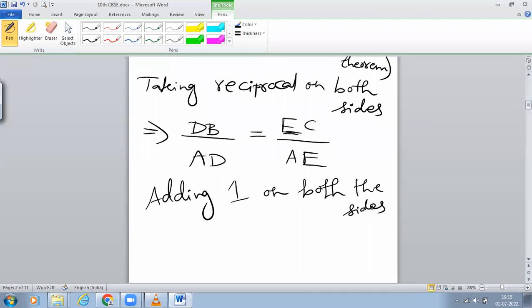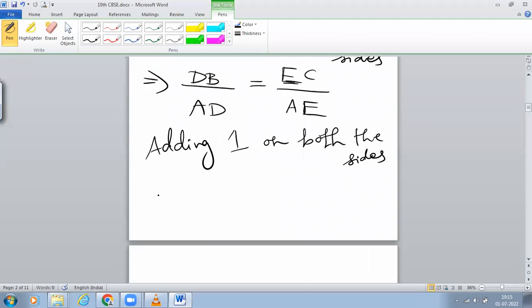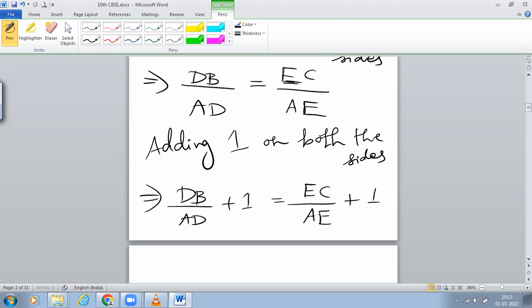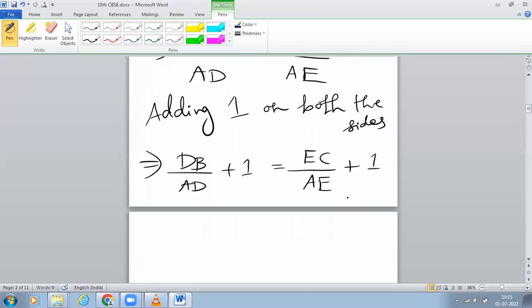Now what we'll get is, on the left side we already have dB by AD. You have to add 1. So it will become dB by AD plus 1, which is equal to EC by AE plus 1. Shall I proceed to the next step? Yes, sir. Okay, next step.